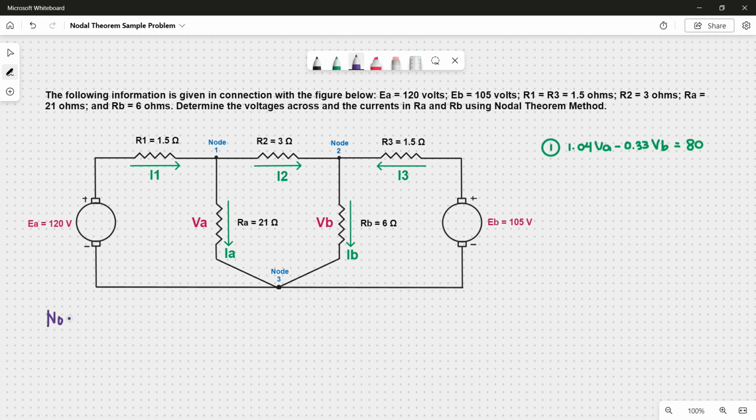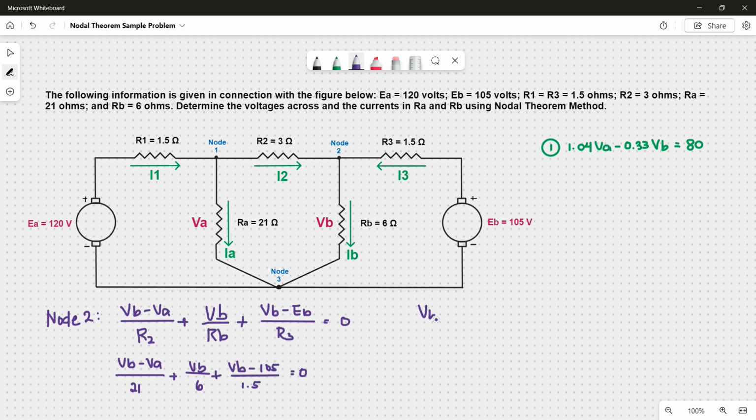For our second equation at node 2, we start off with this line, VB minus VA all over R2, plus this part is simply VB over RB, plus for this part, VB minus EB divided by R3, all set equal to 0. Substitute and simplify, and this is our second equation.